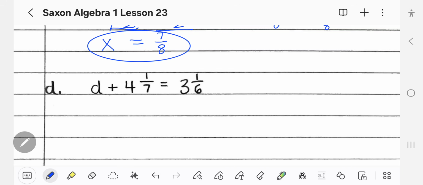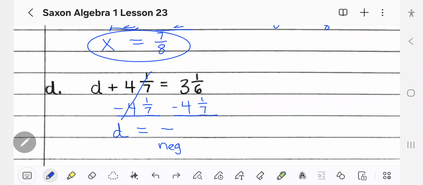Good job persevering. We've got D plus 4 1/7 equals 3 1/6. We need to get the D by itself. So let's add a -4 1/7 to this side and come over here and do the same thing. I get D is equal to 3 1/6 minus 4 1/7. Okay, I'm going to have to switch those around. I can't subtract the small one minus the big one, right? So I'm going to have to put the big number first and just know, yes, I'm going to end up with a negative answer, okay? Because the larger absolute value is negative.